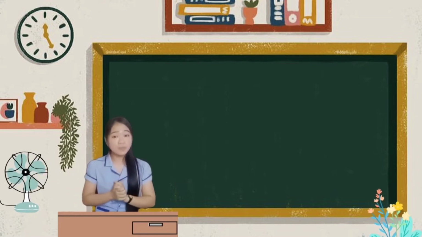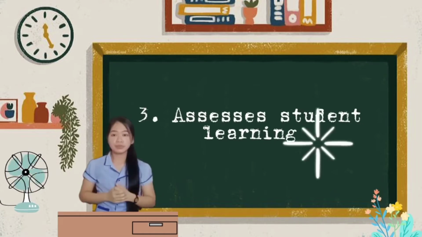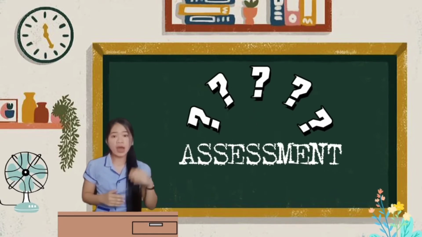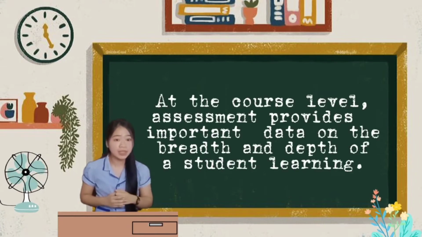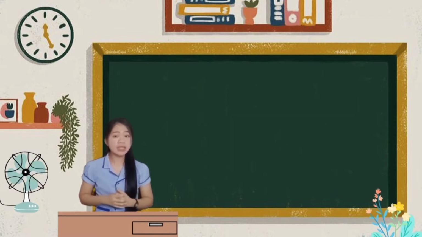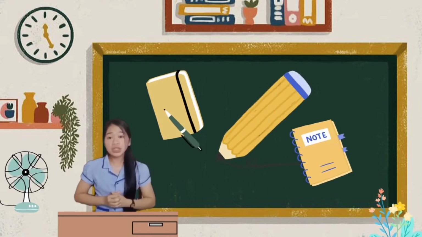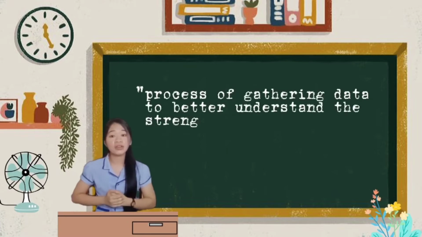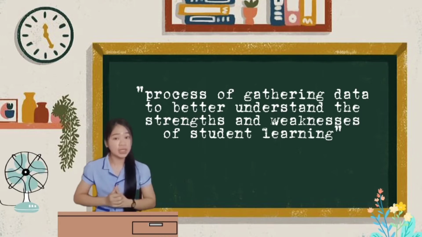So now, let's proceed to technique number 3, which is assesses student learning. Defining assessment. So what exactly do we mean when we talk about assessment? At the course level, assessment provides important data on the breadth and depth of the student's learning. So assessment is more than grading. It's about measuring the progress of students' learning. Thus, assessment is defined as the process of gathering data to better understand the strengths and weaknesses of the student's learning.